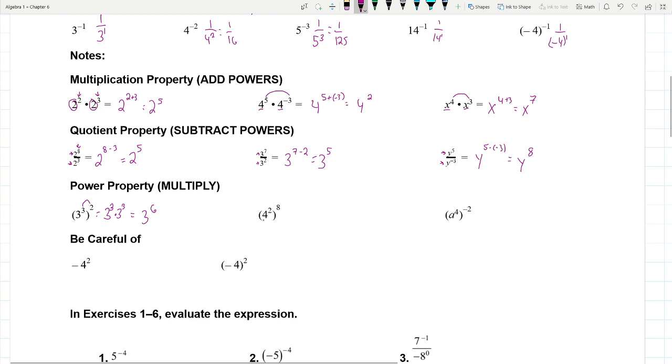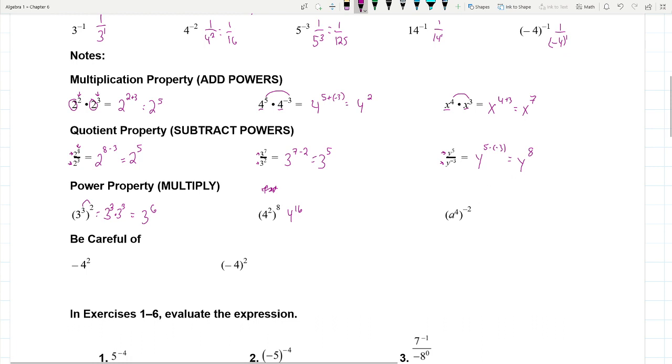Alright, if I go to the next one, I have 4 squared to the 8th power. I could write out 4 squared 8 times, but that just takes a long time. So we're quickening this a little bit by saying this is the same as 4 to the 16th.